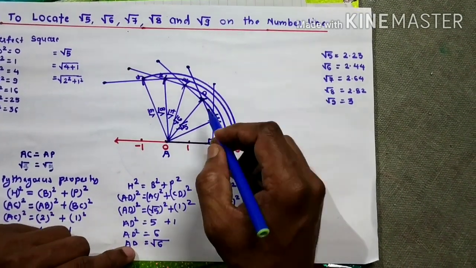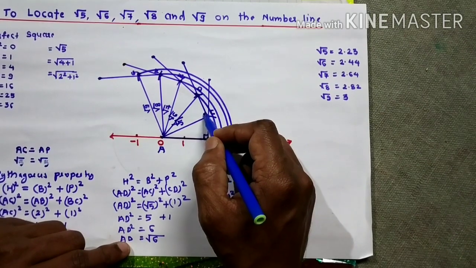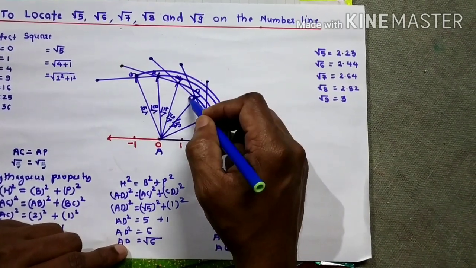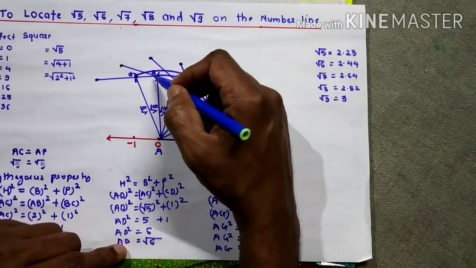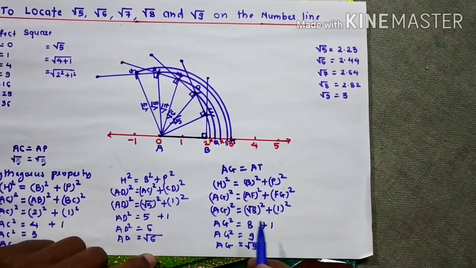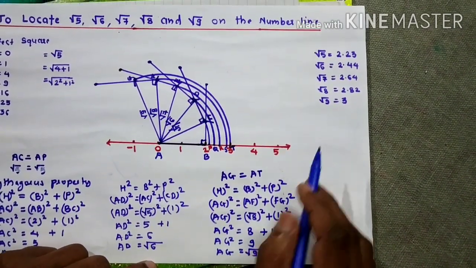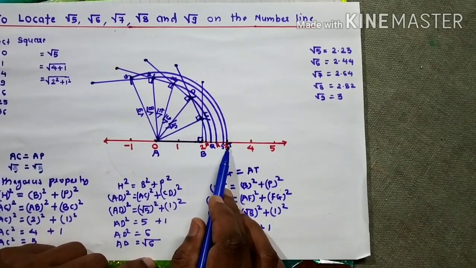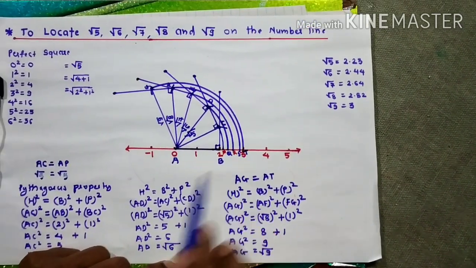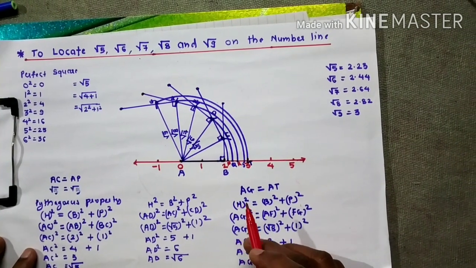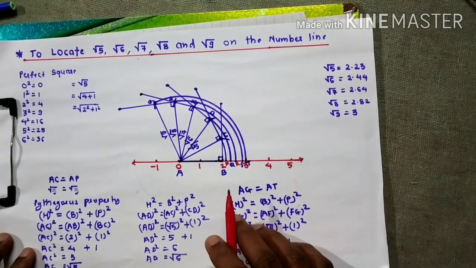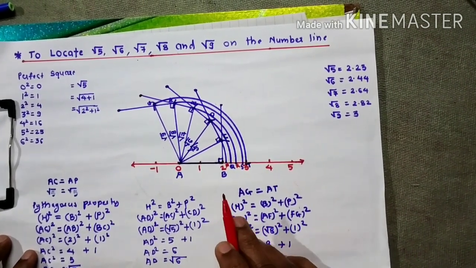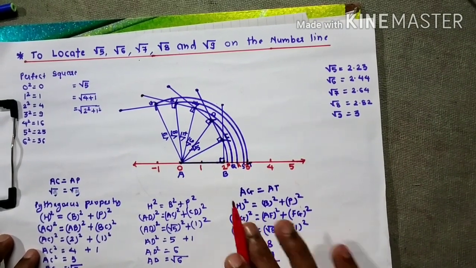So let me mark the right angle here. See, what is the square root of 9? This is 3. So the value of root 9 is 3. In this video, we have learned how to locate root 5, root 6, root 7, root 8 and root 9.